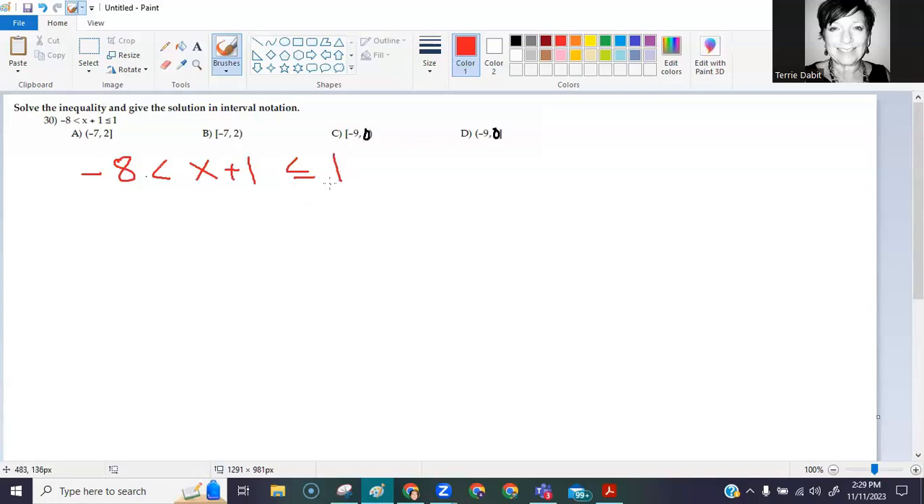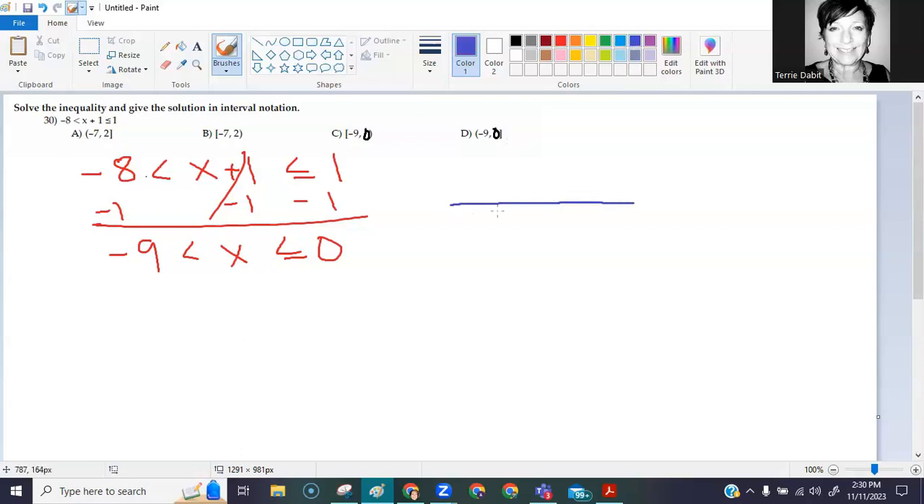I've got to get x by itself, so I'm going to subtract 1 all the way across, and I'm left with negative 9 is less than x is less than or equal to 0. If I wrote it in interval notation or graphed it, let's look at the graph first. If I had a negative 9 up here is 0, they're telling me that I have an open circle at negative 9. I have a closed circle at 0. And x is all of the numbers that are in between these.